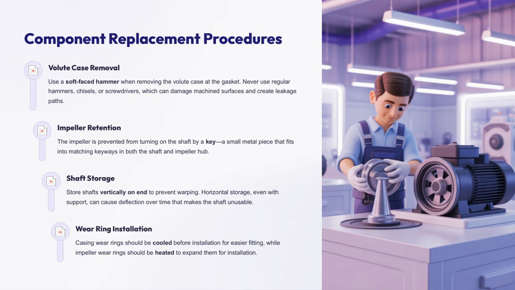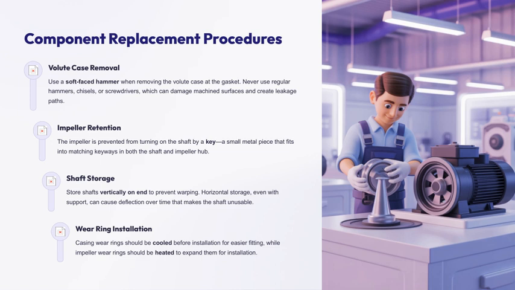Next, when it comes to the impeller retention, remember that the impeller is held in place on the shaft by a small metal piece called a key. This key fits into matching grooves, or keyways, in both the shaft and the impeller hub. Ensuring this key is properly installed and intact is crucial for the impeller's stability and smooth operation.